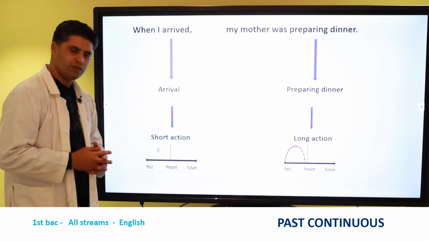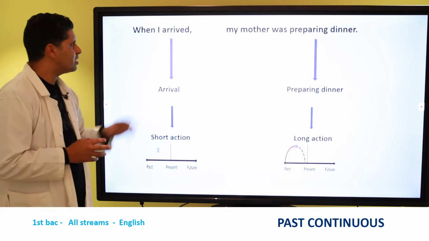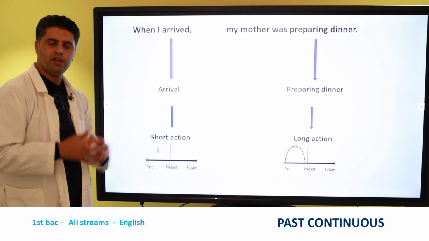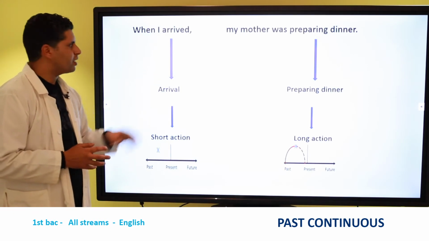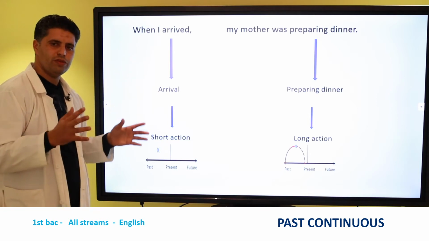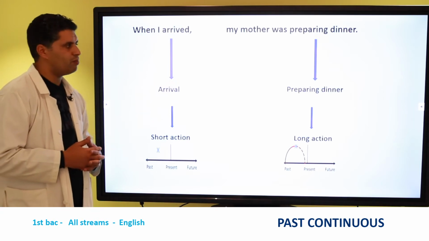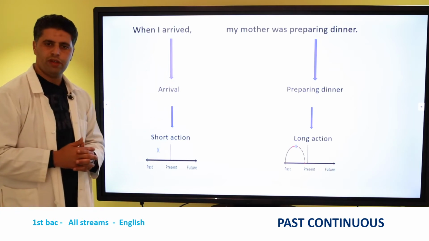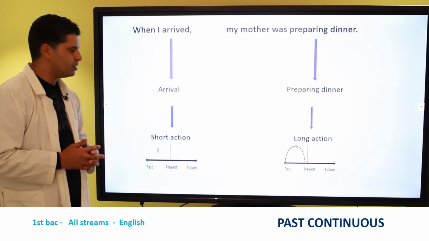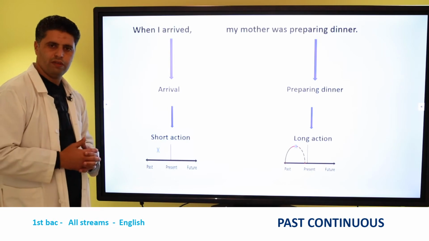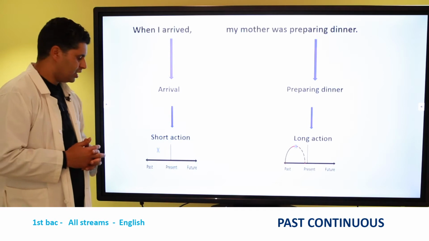Okay, so let's focus on this statement and dismantle the structure of this statement. So here we have: when I arrived, my mother was preparing dinner. Okay, let's focus on the first part. So here we have two parts. We have the first one, which is when I arrived, and the second part, which is my mother was preparing dinner. Let's focus on the first one. So here we are talking about an action, which is the boy's arrival. So this action is a very short action in the past.